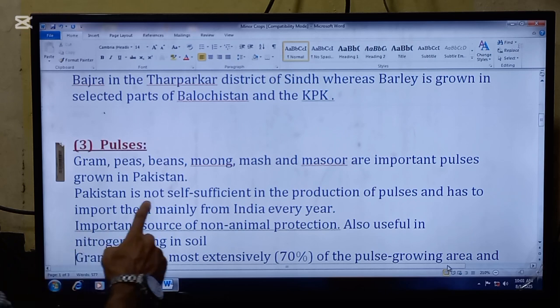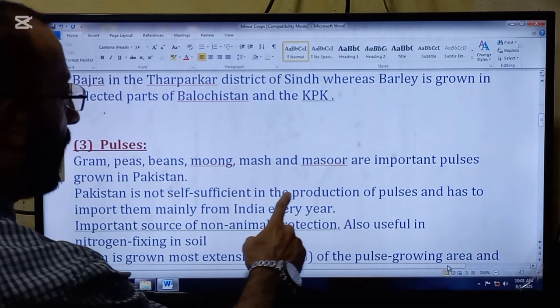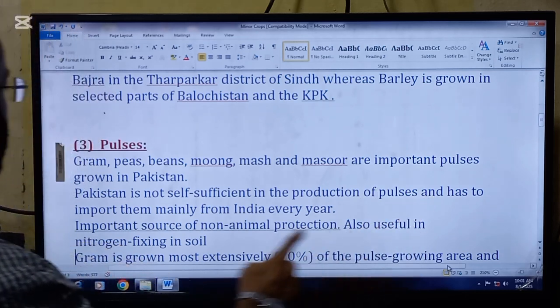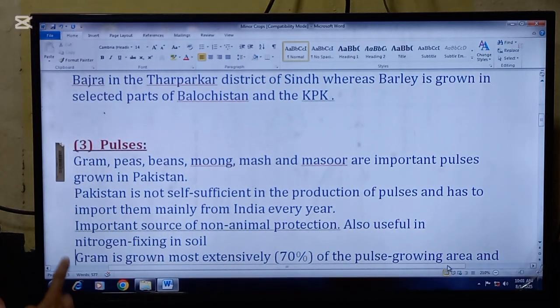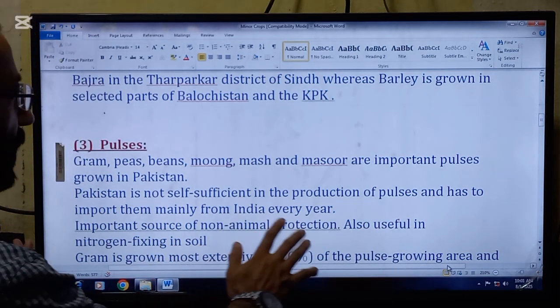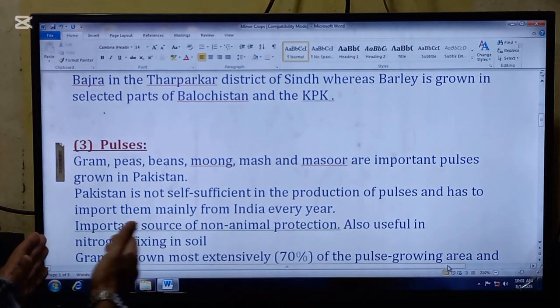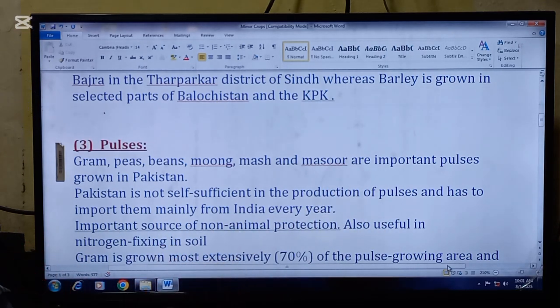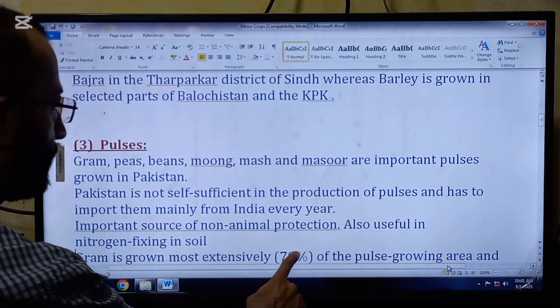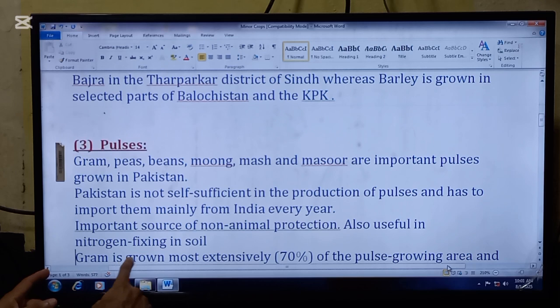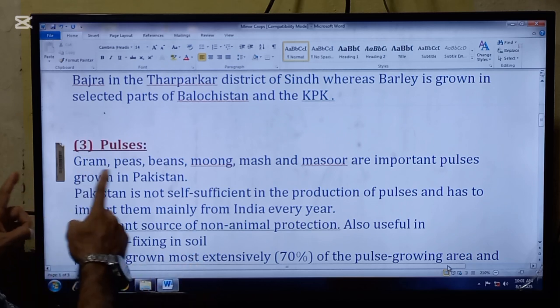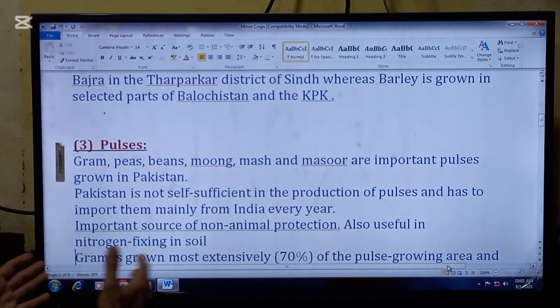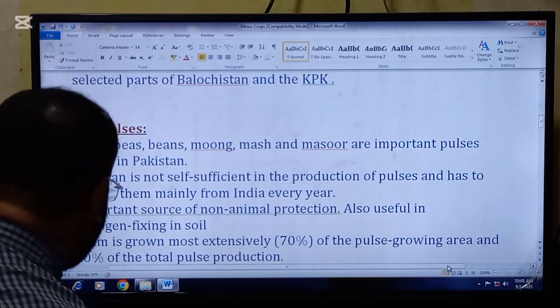Gram, peas, beans, moong, mash and masoor are important pulses grown in Pakistan. Pakistan is not self-sufficient in the production of pulses and has to import them mainly from India every year. Important source of non-animal protein, also useful in nitrogen fixing in the soil. So this is the crop that is important for nitrogen fixing in the soil.